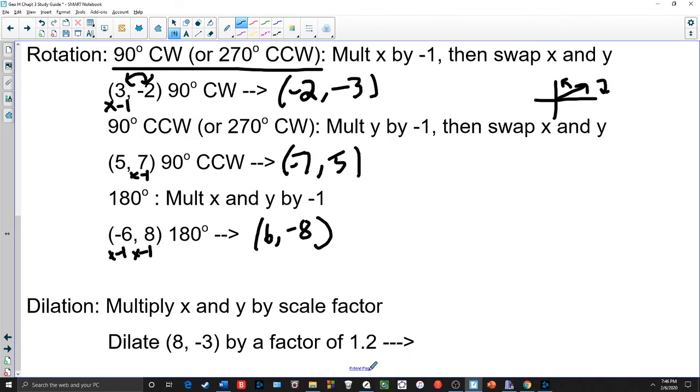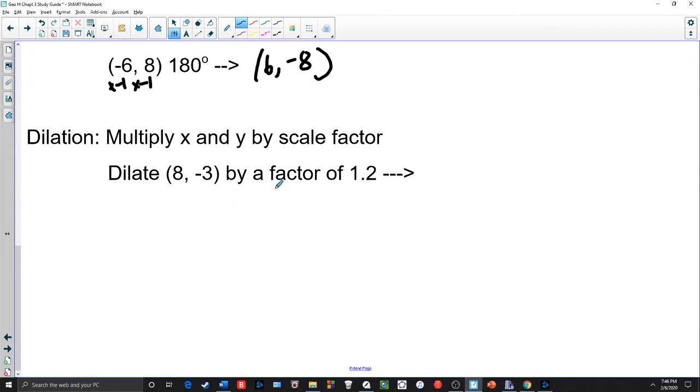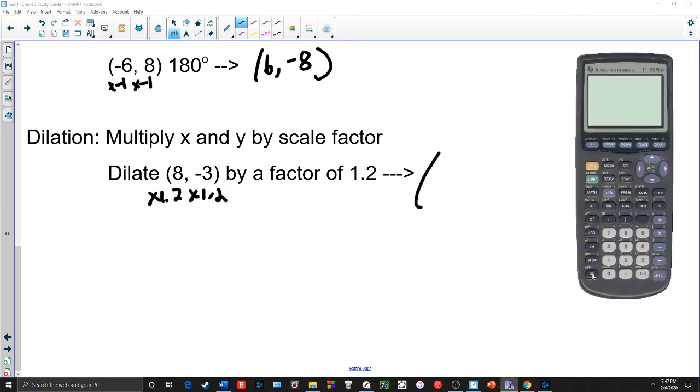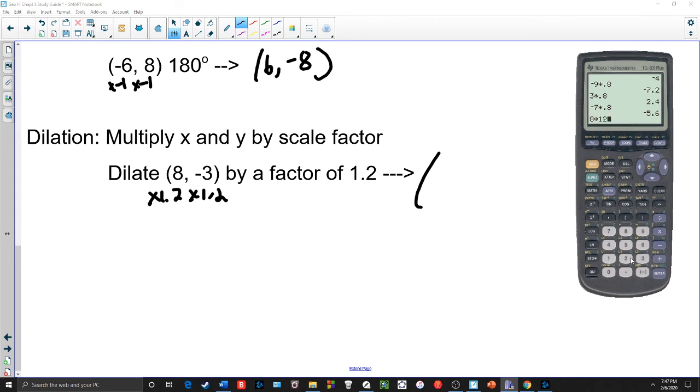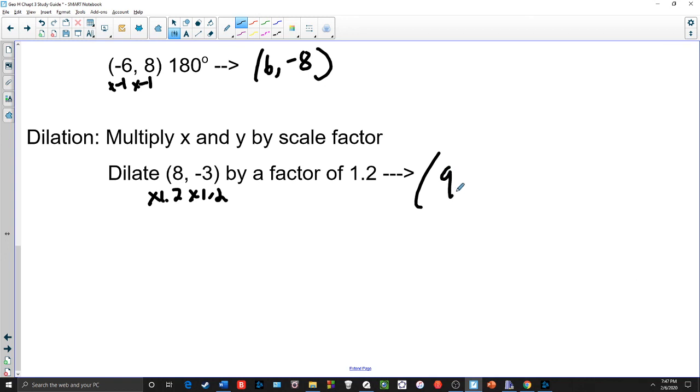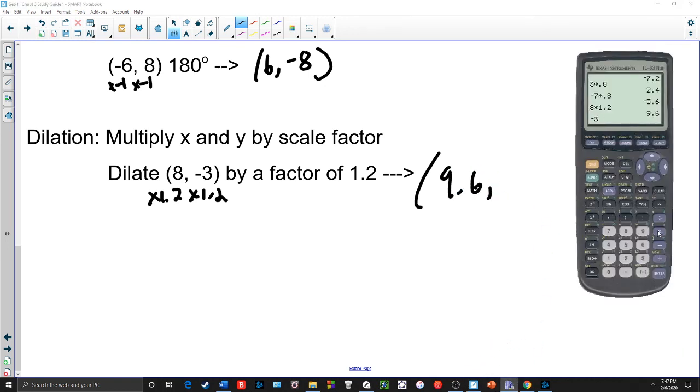And then lastly, for dilations, probably the easiest of the bunch, all you do is you simply take your scale factor and you multiply it to both numbers. So times 1.2, times 1.2. And in this case here, we get 8 times 1.2. Whoops, that's 12. Let's try that again. 8 times 1.2 gives me 9.6. And then we have -3 times 1.2.